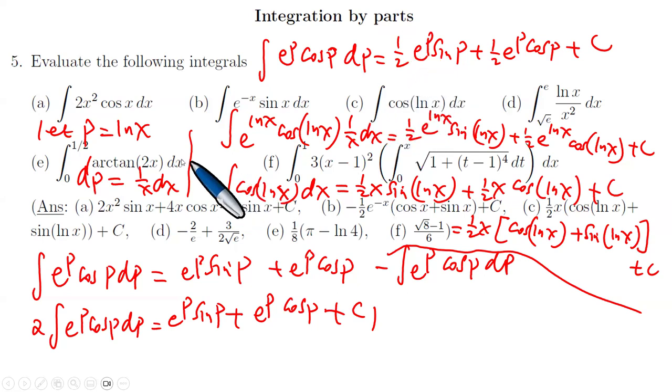Wherever there is p, you put ln x, so that you have ln x here, and then you have ln x there.